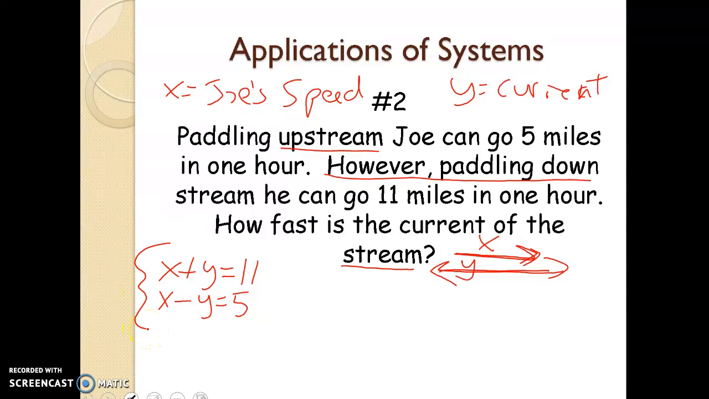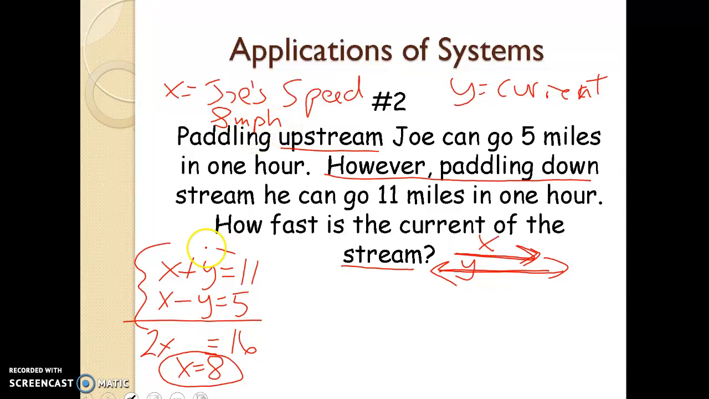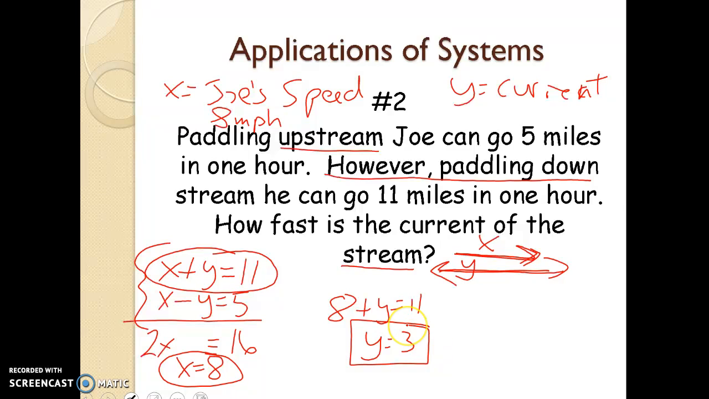It'd be really easy to solve this system just by using elimination. If I add these together, x plus x is 2x, y plus a -y is nothing, they're eliminated, and 11 plus 5 is 16. If I divide both by 2, x is going to be 8. That means Joe's speed by himself is 8 miles per hour. Then let's use this equation here. We know that x is 8, so 8 plus y equals 11. If I subtract 8 from both sides, y is 3. So the speed of the current is 3 miles per hour.